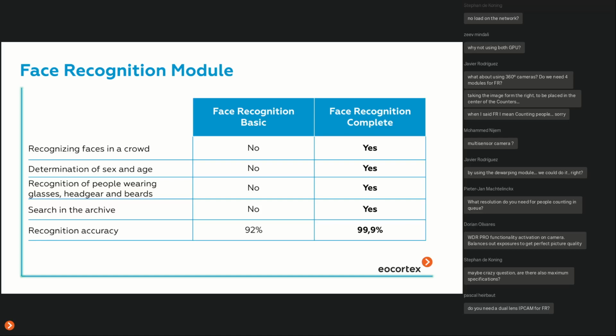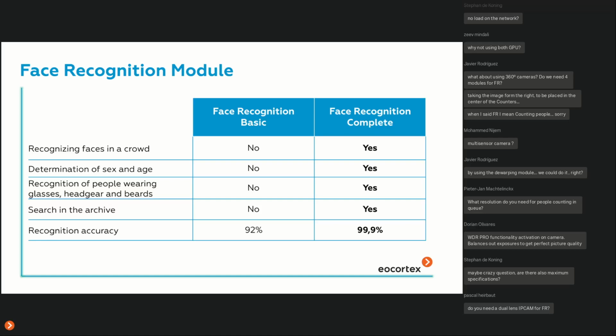A question is, do you need a dual lens IP cam for face recognition? A dual lens cam? Well, no, you don't really need that, because we've been using regular cameras for the past year, I think, since we started developing the module, and they work fine. You don't really need a dual lens setup. It works with a regular camera just fine. Well, if your question is more specific than that, then please ask it in the question section. I will get to it later.